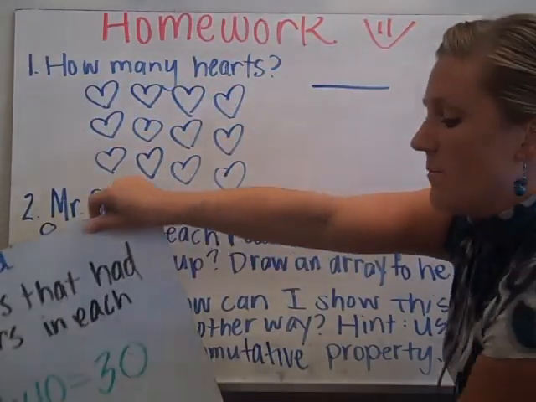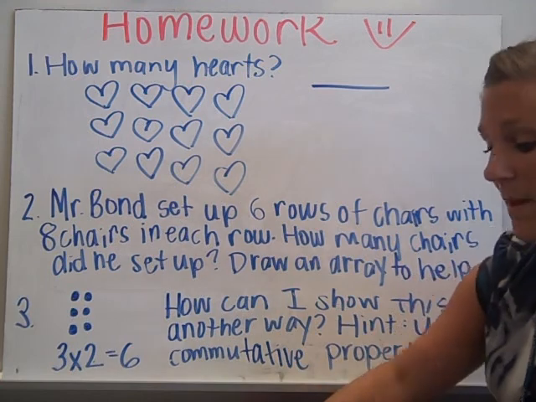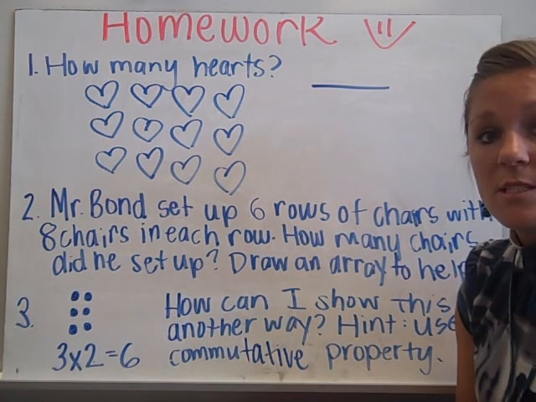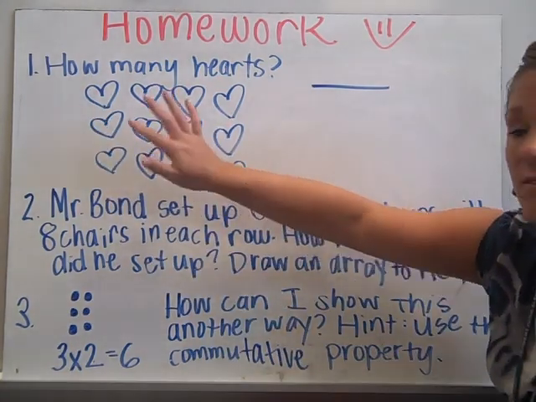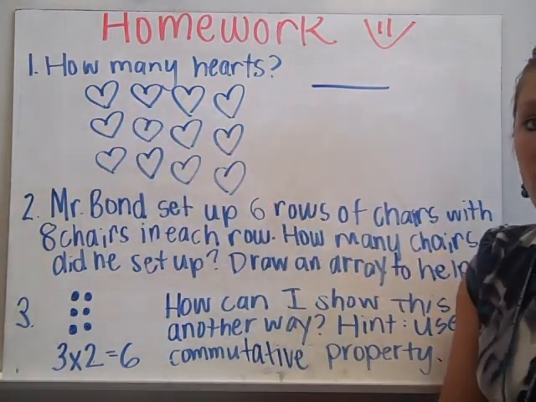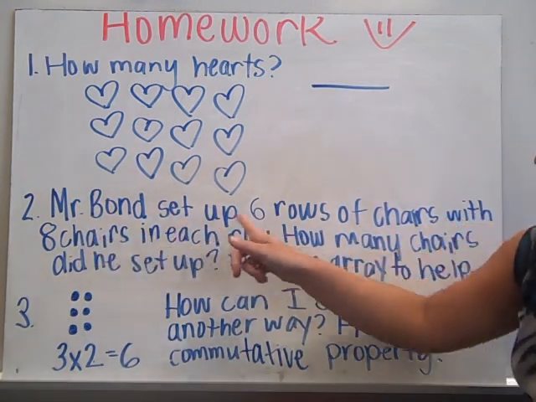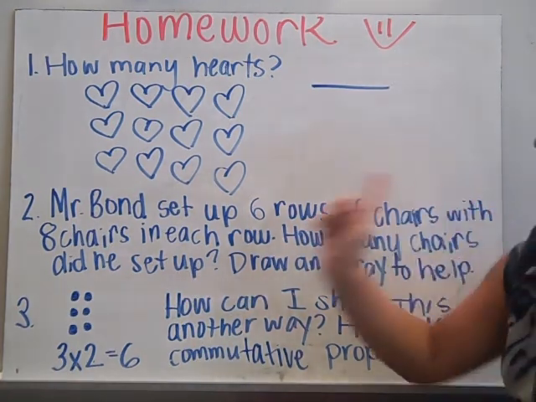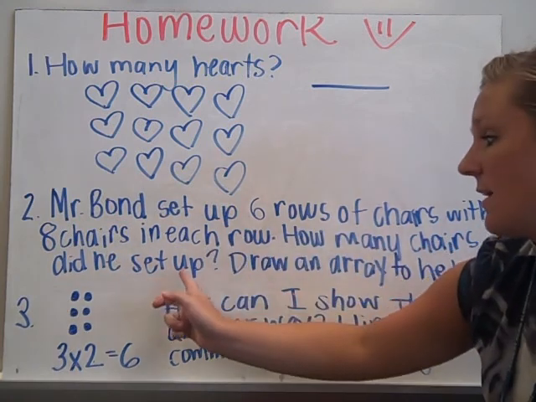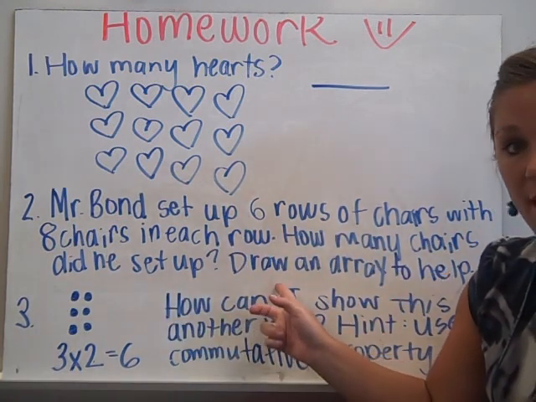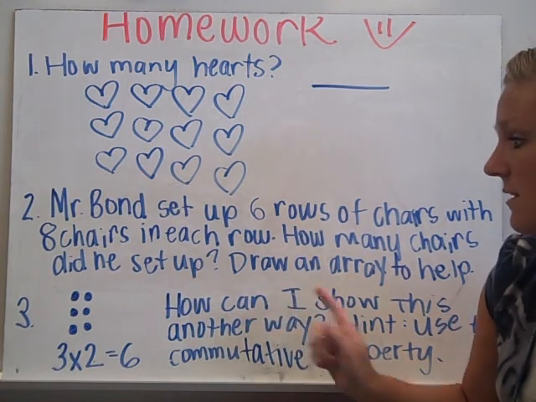All right, here comes your fun part, homework. Only have 3 problems, okay? So if you need to go back to rewatch any of these examples or things that we did, do so, and then give this a try. I'd like for you to write the equation of this array, how many hearts, okay, rows, then columns. Then this problem, Mr. Bond set up 6 rows of chairs with 8 chairs in each row. How many chairs did he set up? I want you to draw an array to help you, and I'd like the equation as well. So just like the other 2 problems we just did.